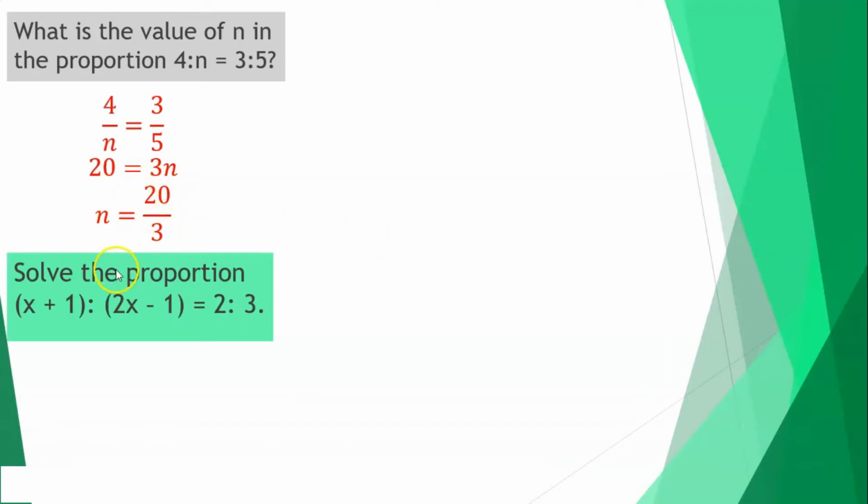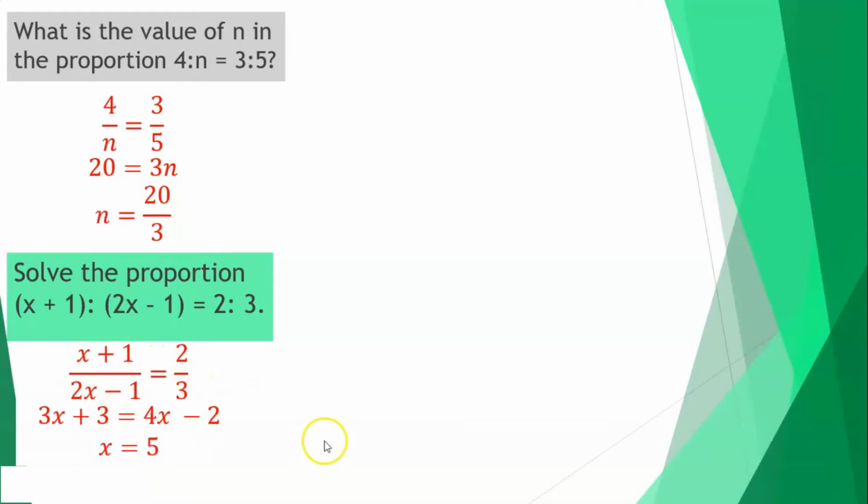Okay, another. Solve the proportion given. So again, rewriting it, we will have it this way. Cross multiplying, we will get this. And simplifying, we will have x as 5.